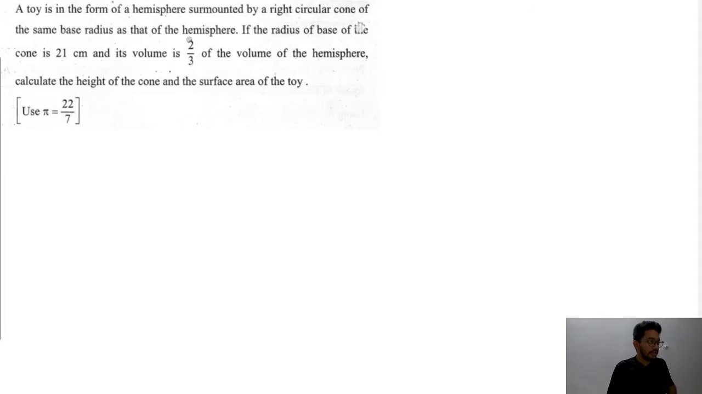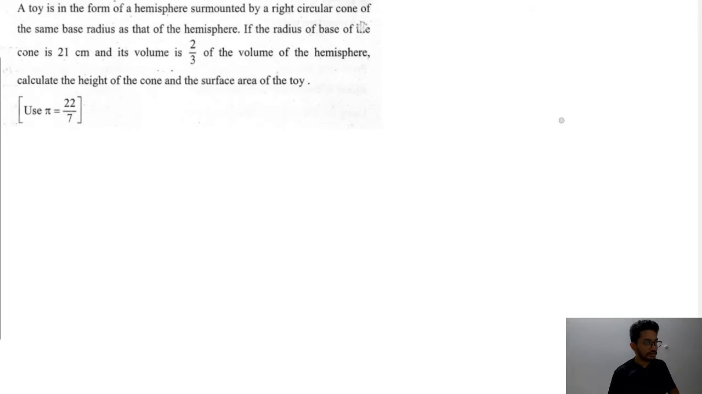So let's see what they've given. A hemisphere is half of a sphere, right. The sphere is cut into two, and that is the hemisphere. So this is our hemisphere, and it looks something like this. They've told us the toy is in the form of a hemisphere surrounded by a right circular cone of the same base radius. So both their radii are the same.